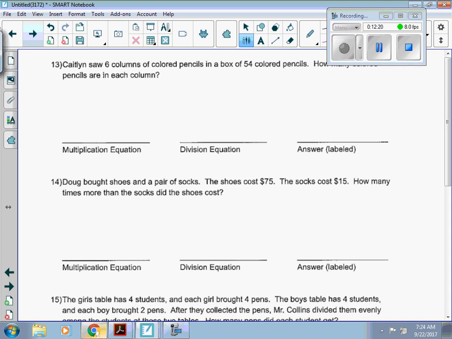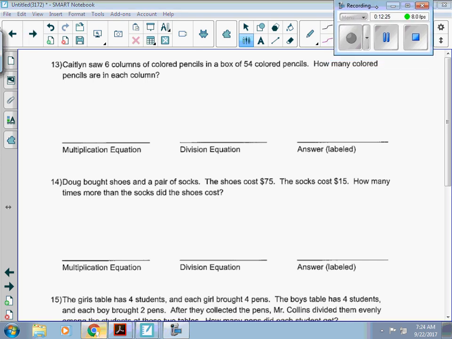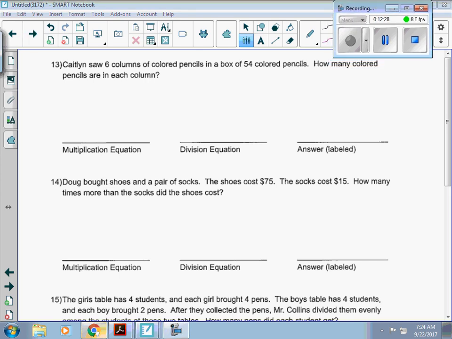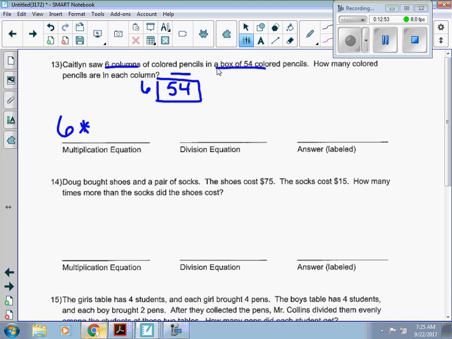Number 13. Caitlin saw 6 columns of colored pencils in a box of 54 colored pencils. How many colored pencils are in each column? Well, the box of 54, that's my whole amount. And I saw 6 columns. So if I were going to draw kind of my array, I would have 54 on the inside and 6 on the outside. So something here needs to multiply with 6 to give me 54. So my equation is 6 times something, I'm going to put in P, equals 54.